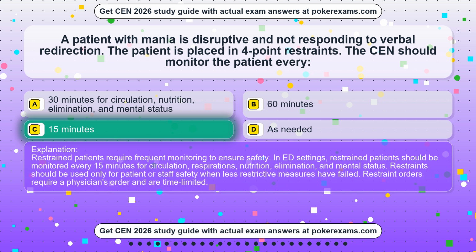Restrained patients require frequent monitoring to ensure safety. In ED settings, restrained patients should be monitored every 15 minutes for circulation, respirations, nutrition, elimination, and mental status. Restraints should be used only for patient or staff safety when less restrictive measures have failed. Restraint orders require a physician's order and are time limited.